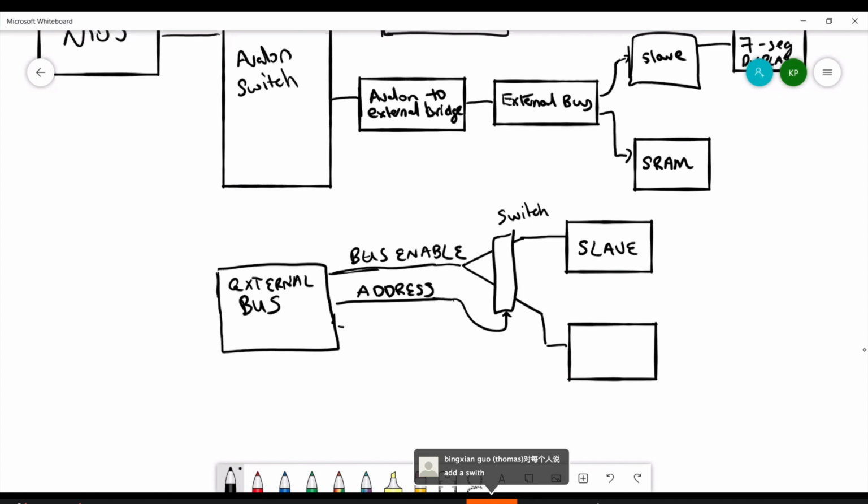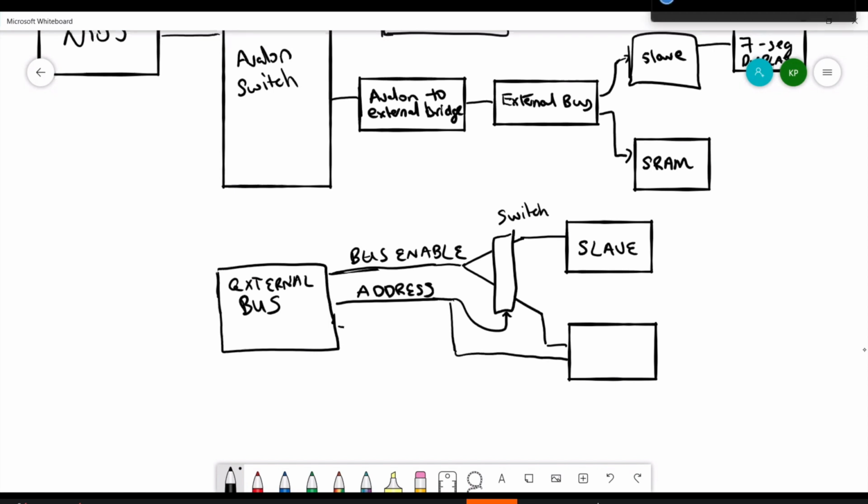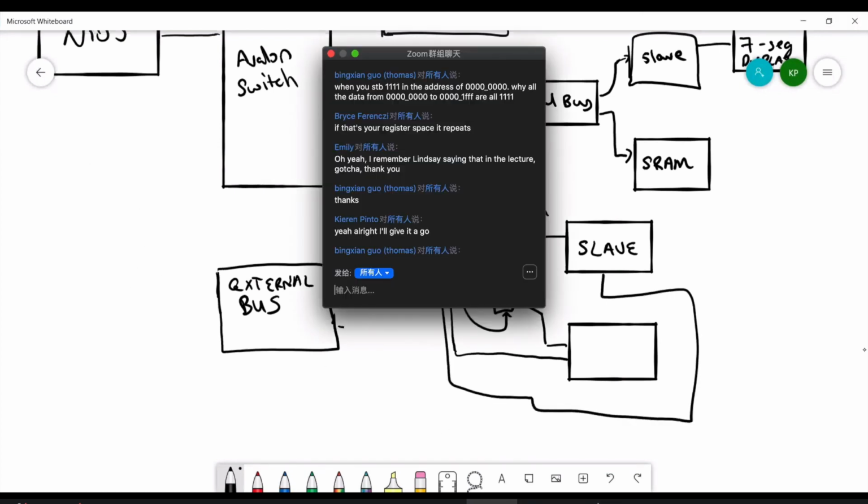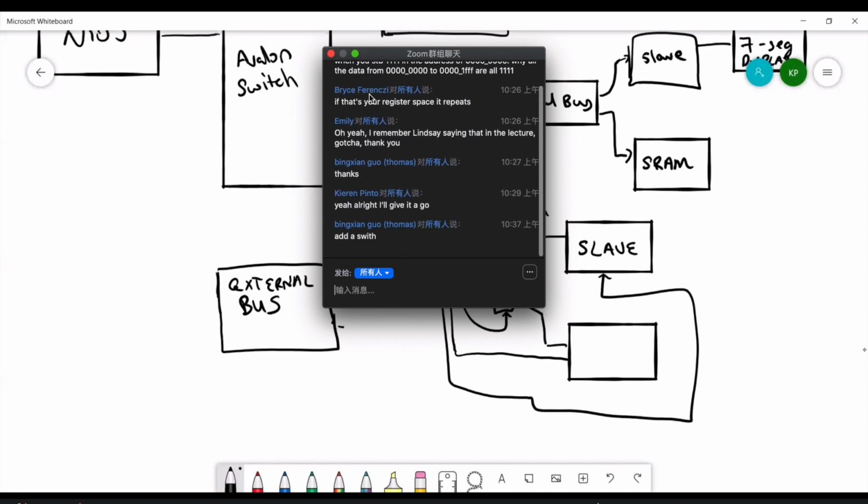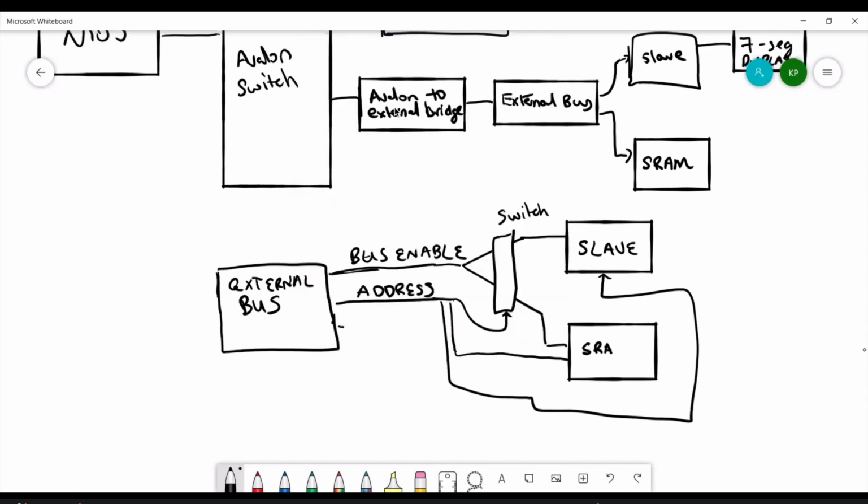Yes. Okay. So you can draw in a logic switch if you want. Yep. And then the address will also go to, it's just getting messy. Yeah. To both. Yeah. So the address lines that go to both might be some or part of the actual 20 address lines that come out of the external bus.